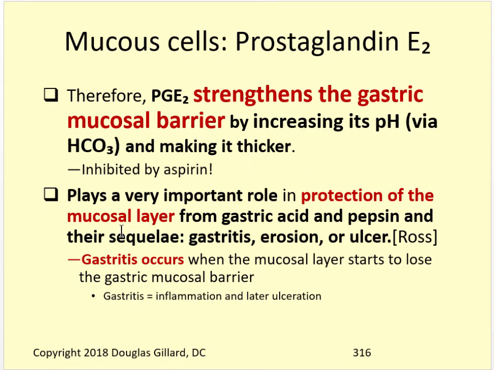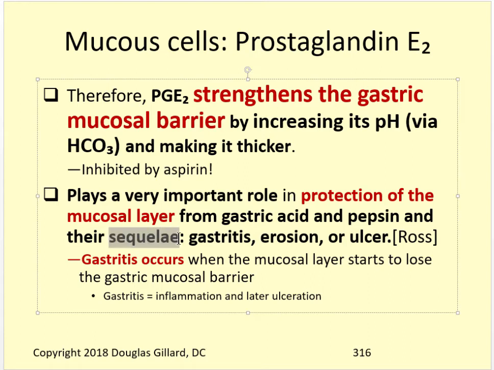I think I told you already, sequelae is a vocabulary list word. That means the stuff that happens as a result of. The sequelae of acid destroying the mucosa is an inflammation of the stomach wall, which is gastritis, or a deeper gastritis is erosion, and a deeper erosion is an ulcer. We'll talk about those specifically.